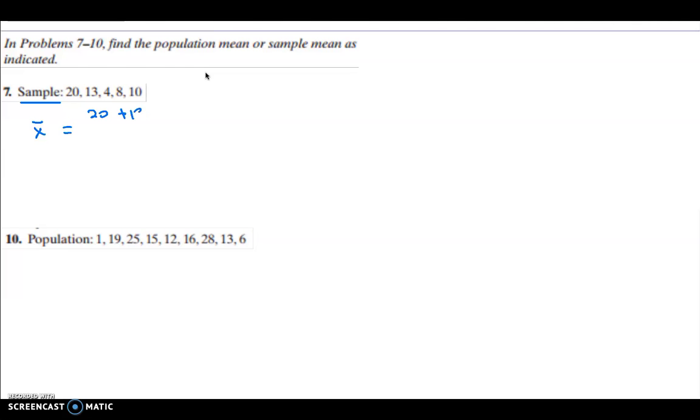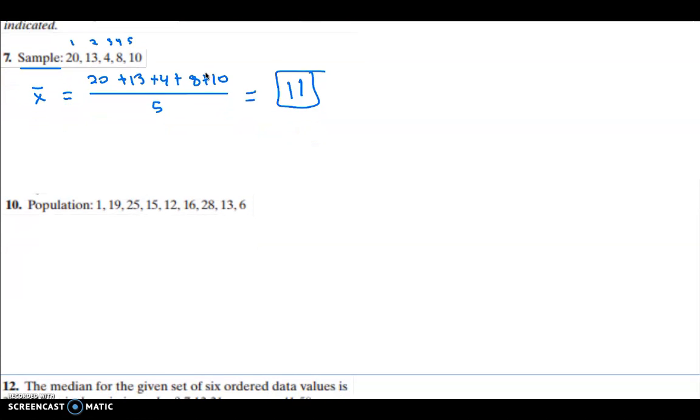take these numbers, so 20 plus 13, you add them all up. And then I'm going to divide it by the total number. So there are 1, 2, 3, 4, 5 entries. So I'm going to divide it by 5. And when I do that, I get the value of 11. So the sample mean, X bar, would be 11 in that case. So very straightforward calculation when the data sets are small.